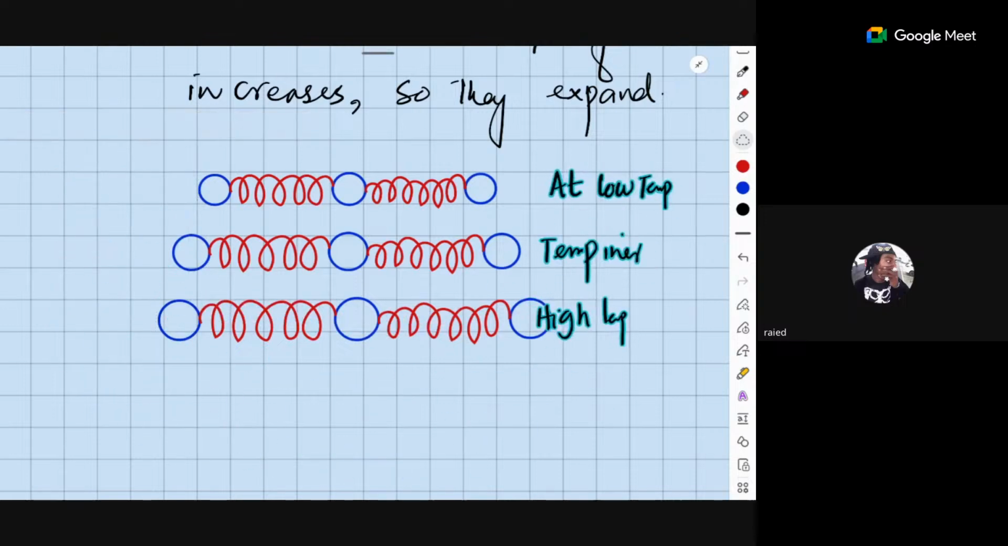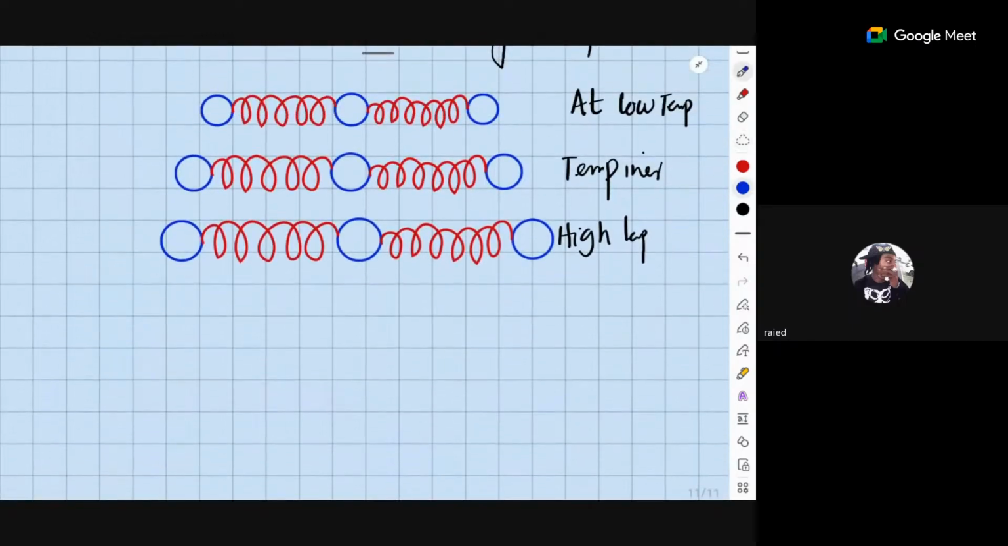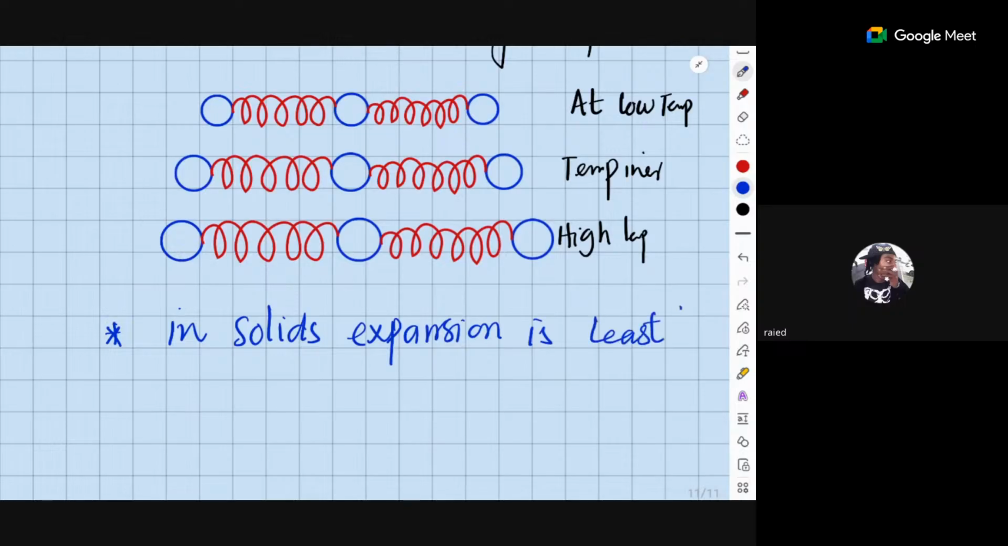So basically, this is how the volume increases. But remember one thing which is very easy to understand: in solids, the expansion is least. They do not have much expansion as compared to liquids and gases. Okay, is it clear to you?